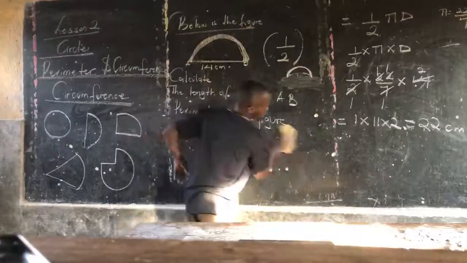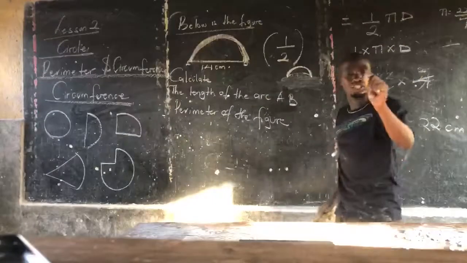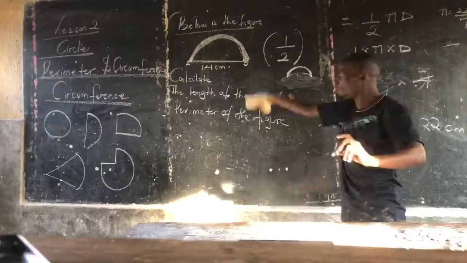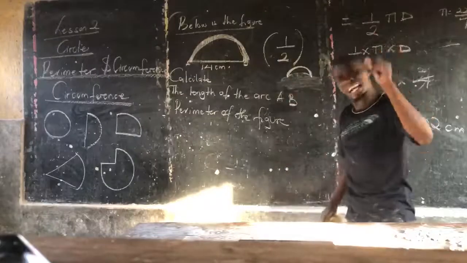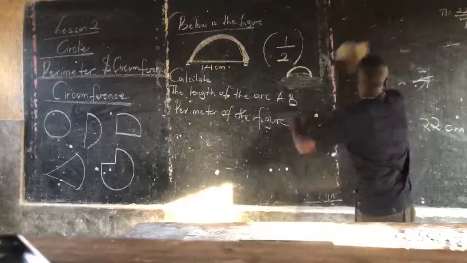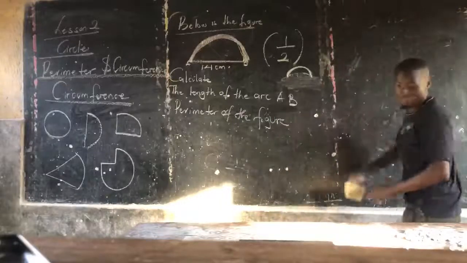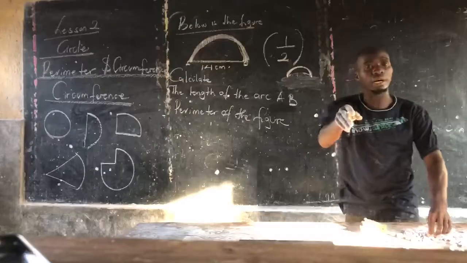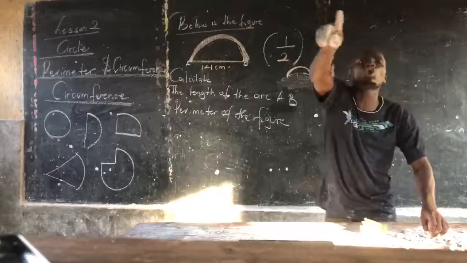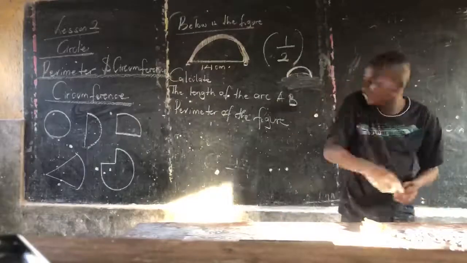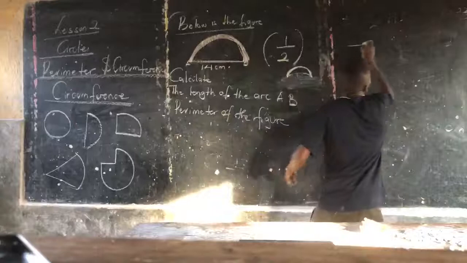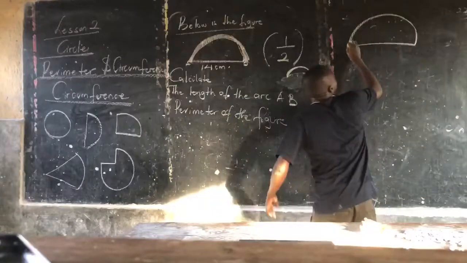I've named the perimeter here. I want to find the length of that arc. So let me get the perimeter of that figure. First of all, what is perimeter? Perimeter is the total distance around the figure.